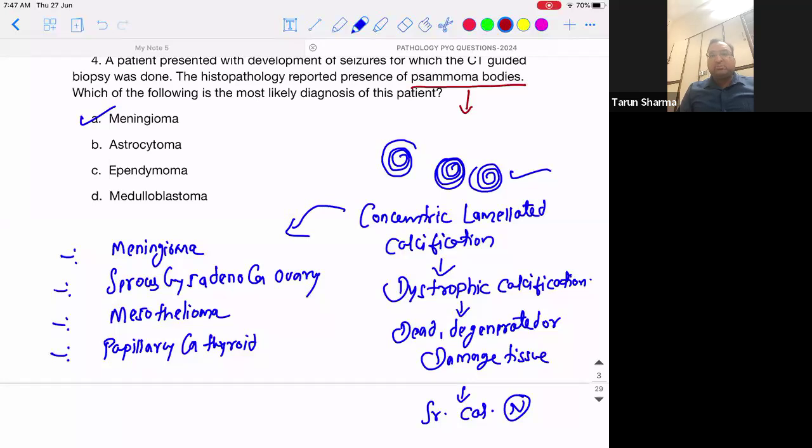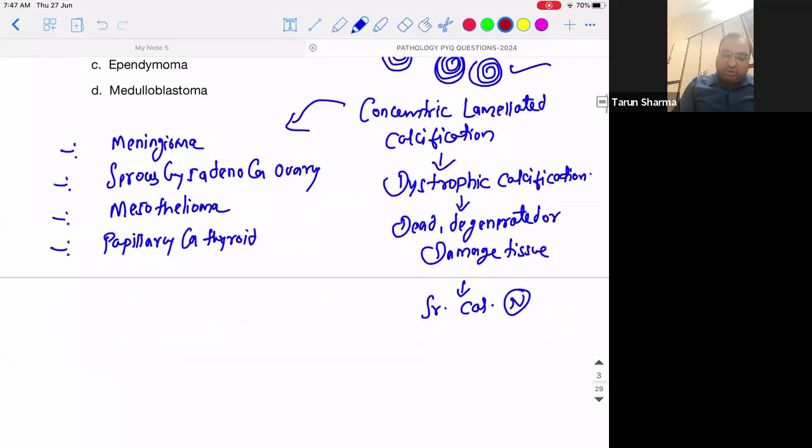Psammoma bodies. What type of calcification is it? It is a dystrophic kind of calcification. What is the relation with the serum calcium? Serum calcium here remains normal. What is the other type of calcification? Besides this dystrophic, the other type of calcification is called metastatic calcification.